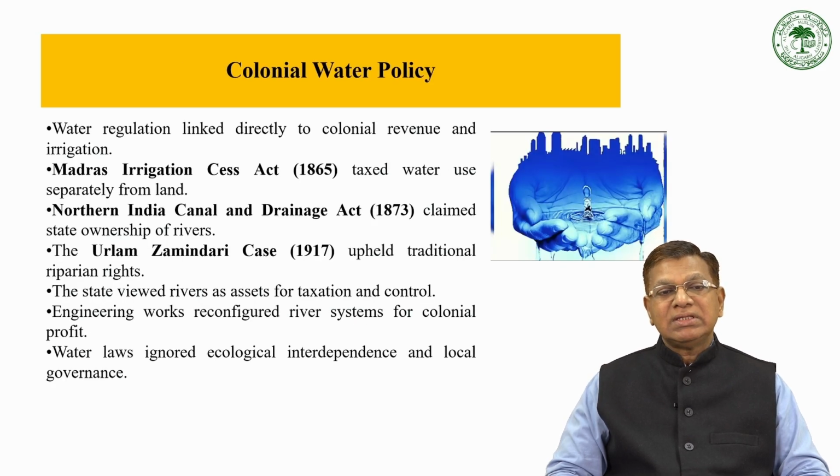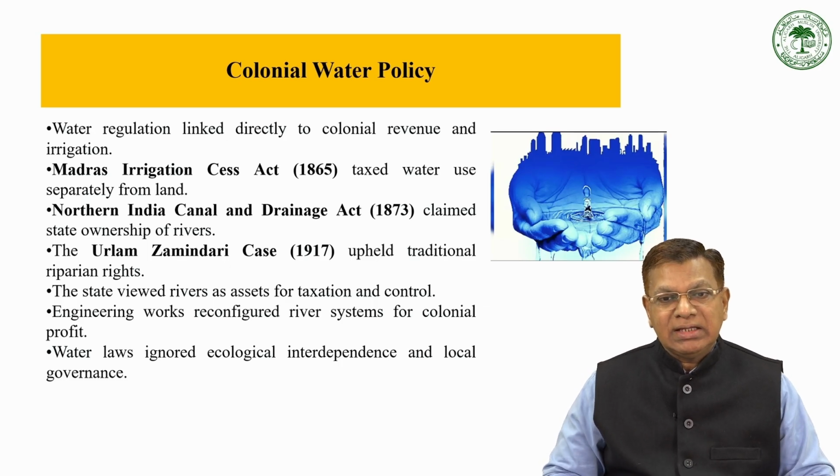The colonial water policy across India was regulated by the Madras Irrigation Cess Act in 1865, the North India Canal and Drainage Act 1873, and the Urlam Zamindari case 1917, which marginally upheld the traditional riparian right. Otherwise, the two massive major enactments, the Madras Irrigation Cess Act 1865 and the North India Canal and Drainage Act, claimed a sense of ownership over the rivers, canals, waters, and irrigation.